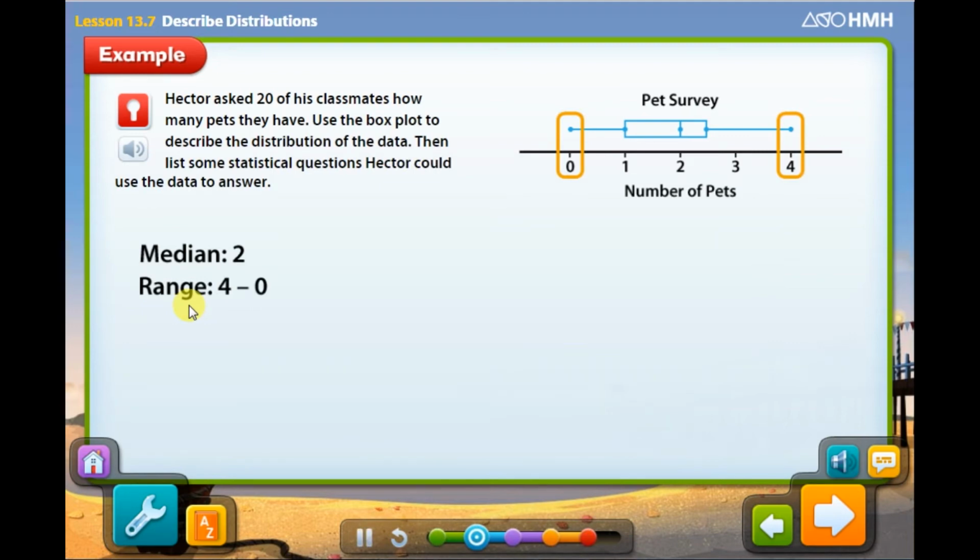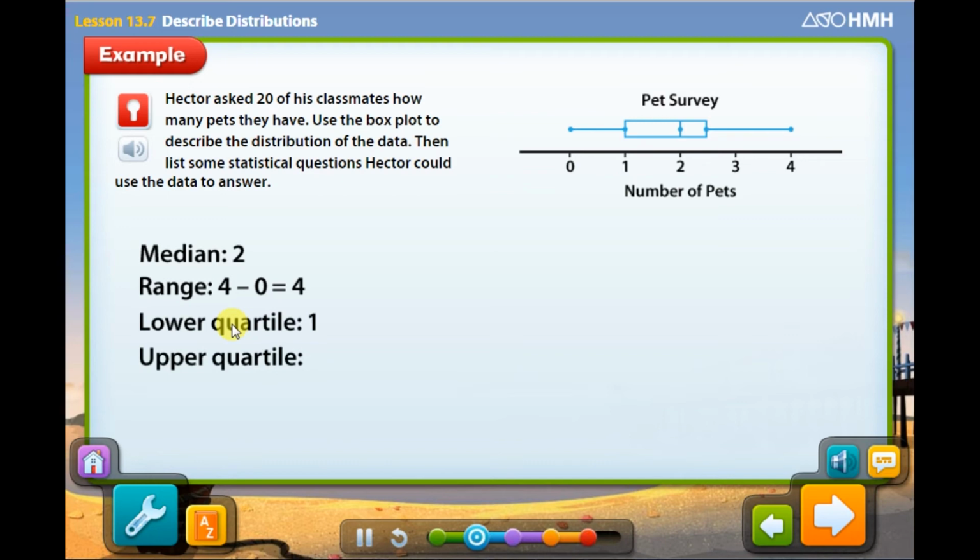The greatest value is 4 and the least value is 0. 4 minus 0 is 4. So the range is 4. What's the lower quartile? The lower quartile is here at the beginning of the box, the left of the box. It's 1. The box plot shows that the lower quartile is 1.